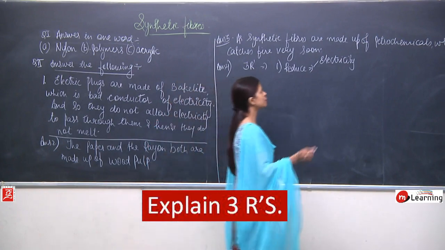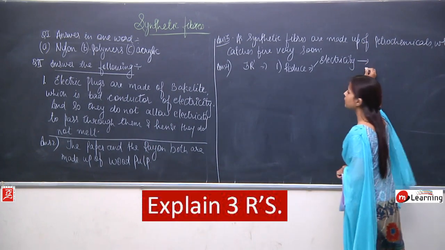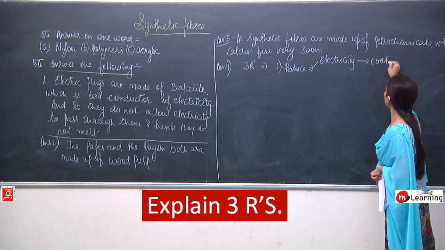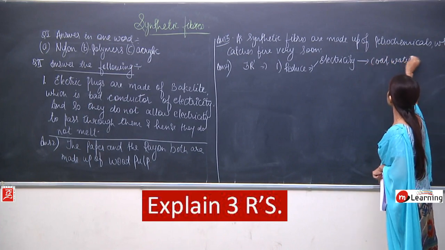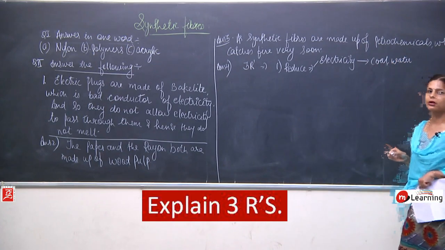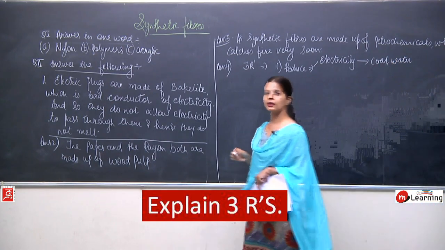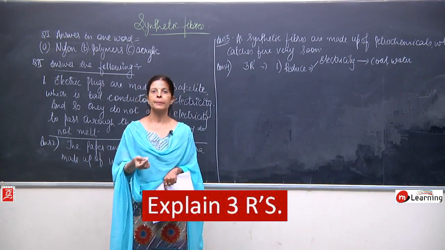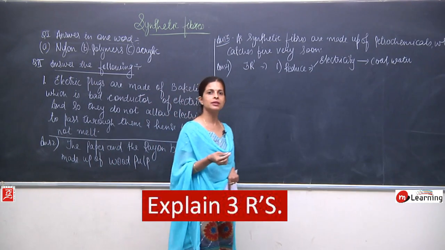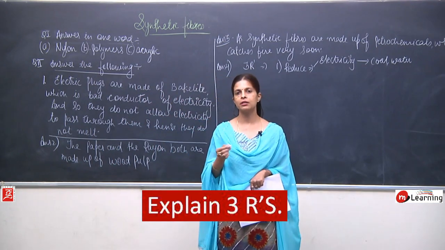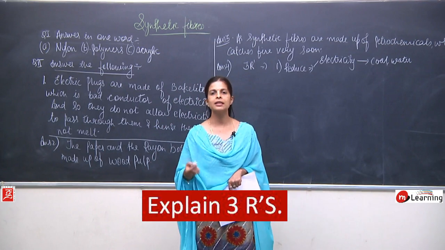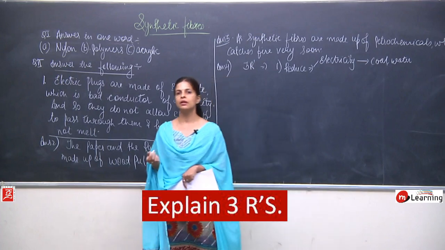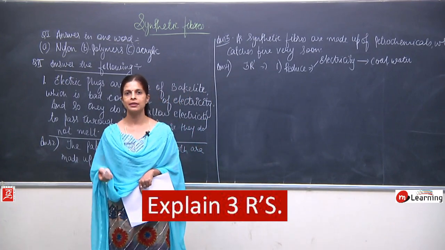Now why does electricity have to be reduced? The use of electricity has to be reduced, children, because it is made from natural resources, that is coal or water. So definitely the consumption of water and coal will be reduced if we reduce the use of electricity. That means the need is to use things wisely. We are not supposed to waste things. Wasting is not allowed. We are supposed to use things wisely.